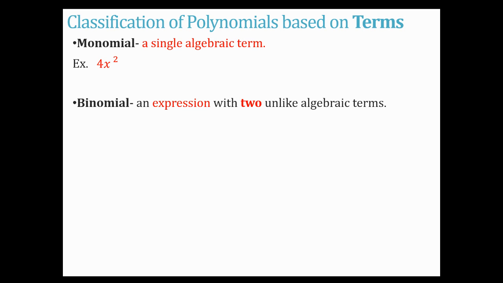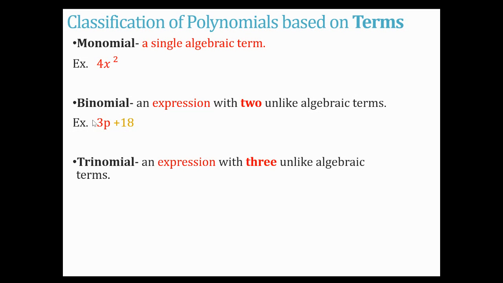Next, we have a binomial. It is an expression with 2 unlike algebraic terms. We'll get more into what like terms are, but today we just are going to stick to what unlike terms are. So this is an example, 3p plus 18. These are 2 different terms. That's why they're in 2 different colors, and they're grouped together with an addition symbol. We cannot add these together because this doesn't have a p, so this is as simple as it can get.